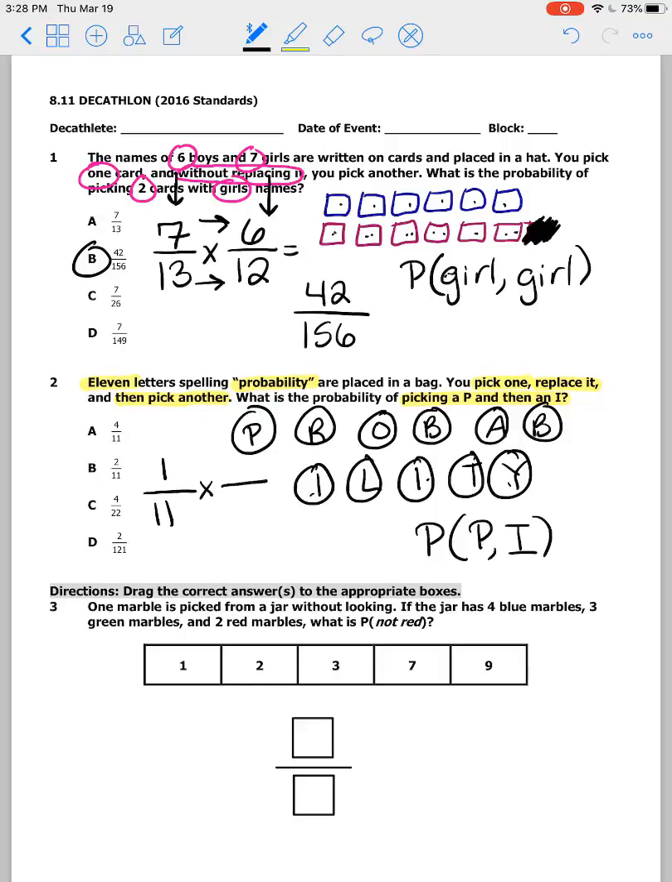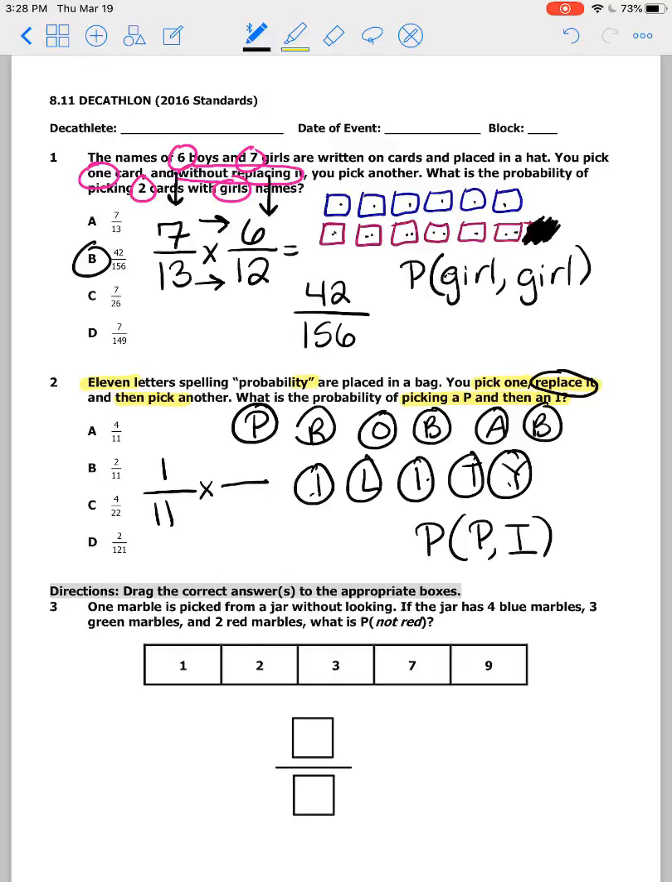Now here's where it gets interesting. In number 1, we took the card away, but we didn't replace it. But in this problem, we do replace it. So that's like saying we took out the P and then we put it back. So in this situation, the number of total letters doesn't change because we put it back.